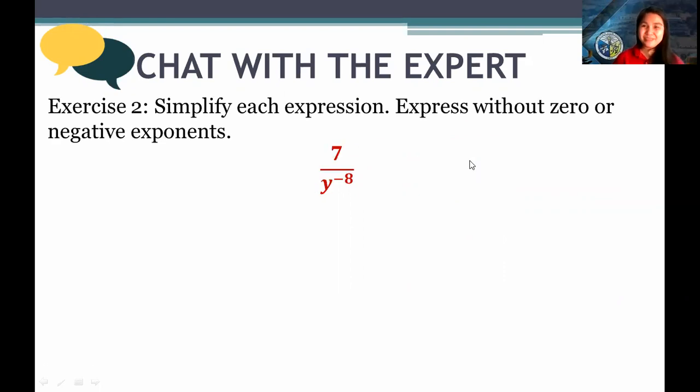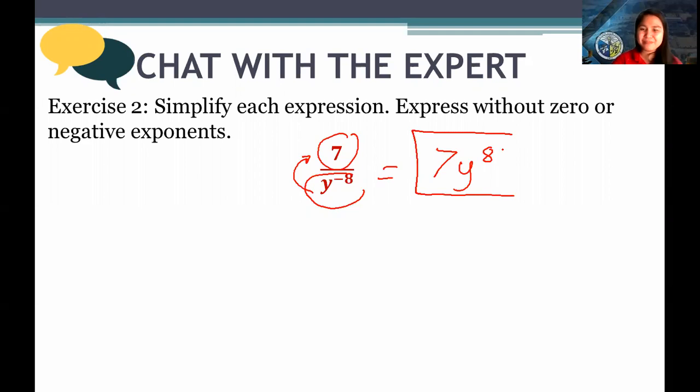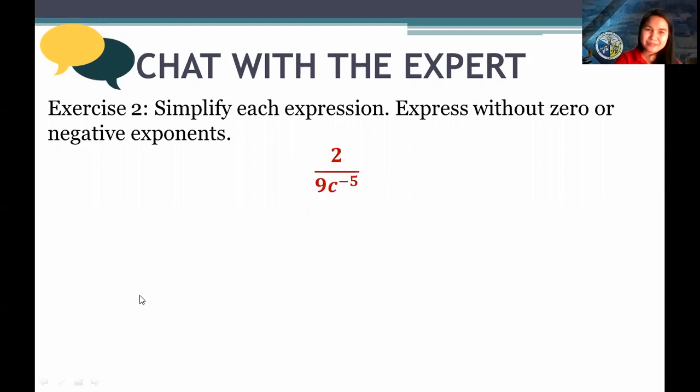Next one. Ready? There, in the chat box, 7 over y to the power of negative 8. Very good, Jared. 7 does not have a negative exponent. It stays on top. This one has a negative exponent, so we transfer it to the numerator. That's y to the power of 8. Very good.